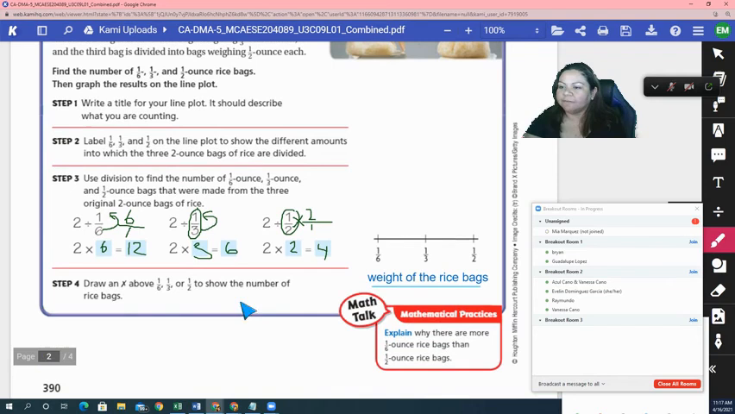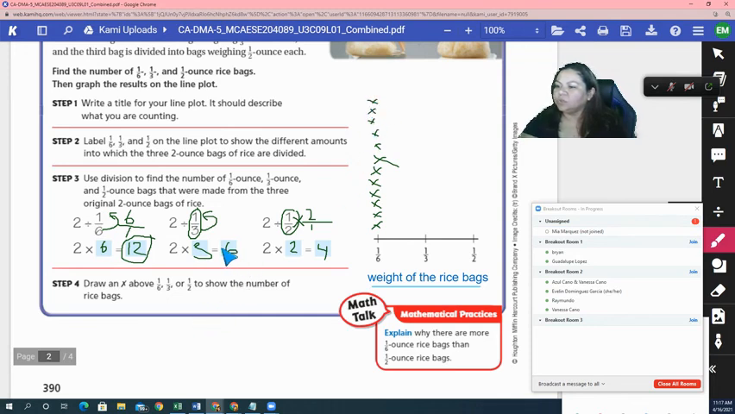Now we're ready to graph, and that's our fourth step. We're going to draw an X above 1/6, 1/3, and 1/2 to show the number of rice bags. So on the first one, on the 1/6, we're going to show how many rice bags, and the number of rice bags is 12. So we're going to draw 12 X's. 1, 2, 3, 4, 5, 6, 7, 8, 9, 10, 11, 12.